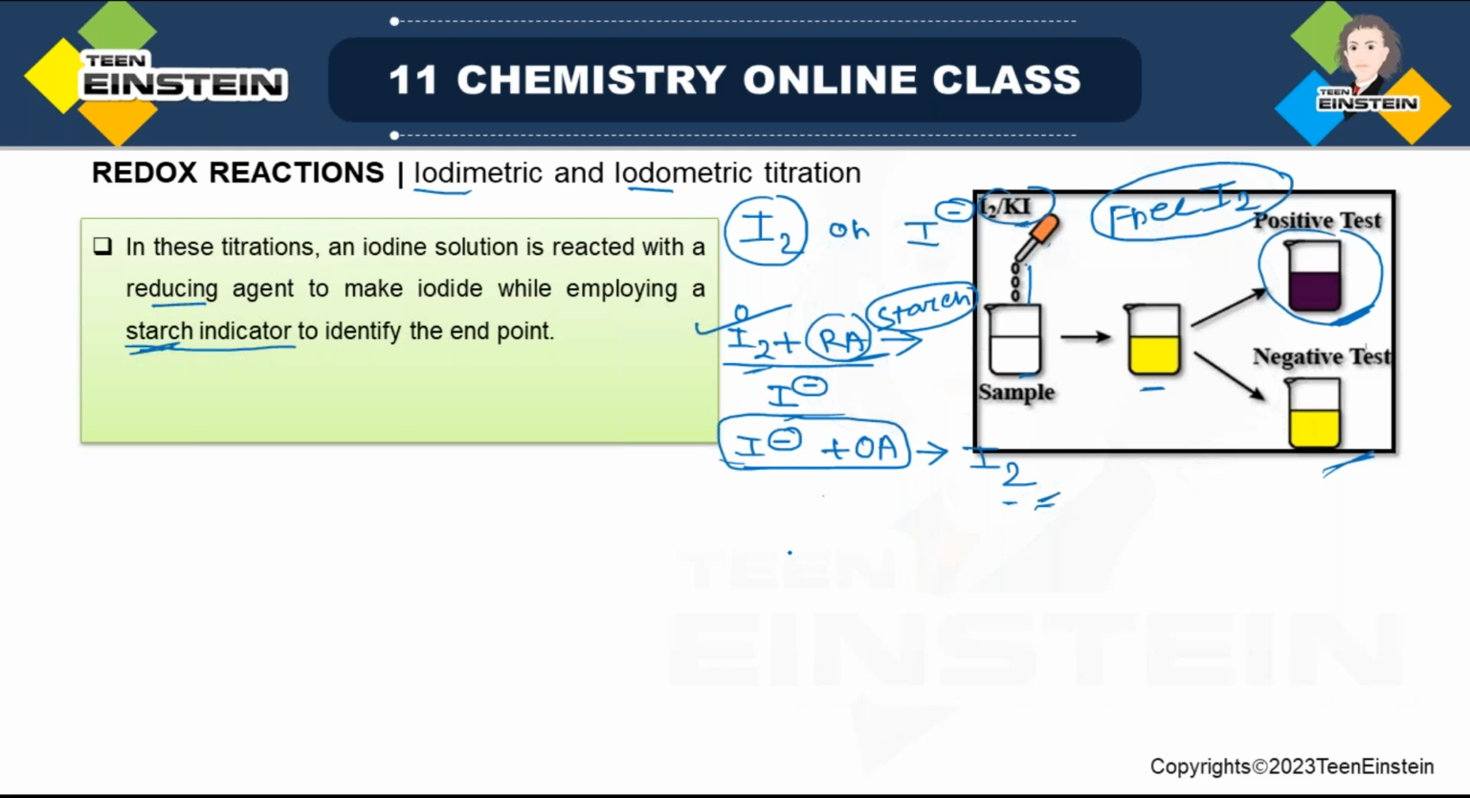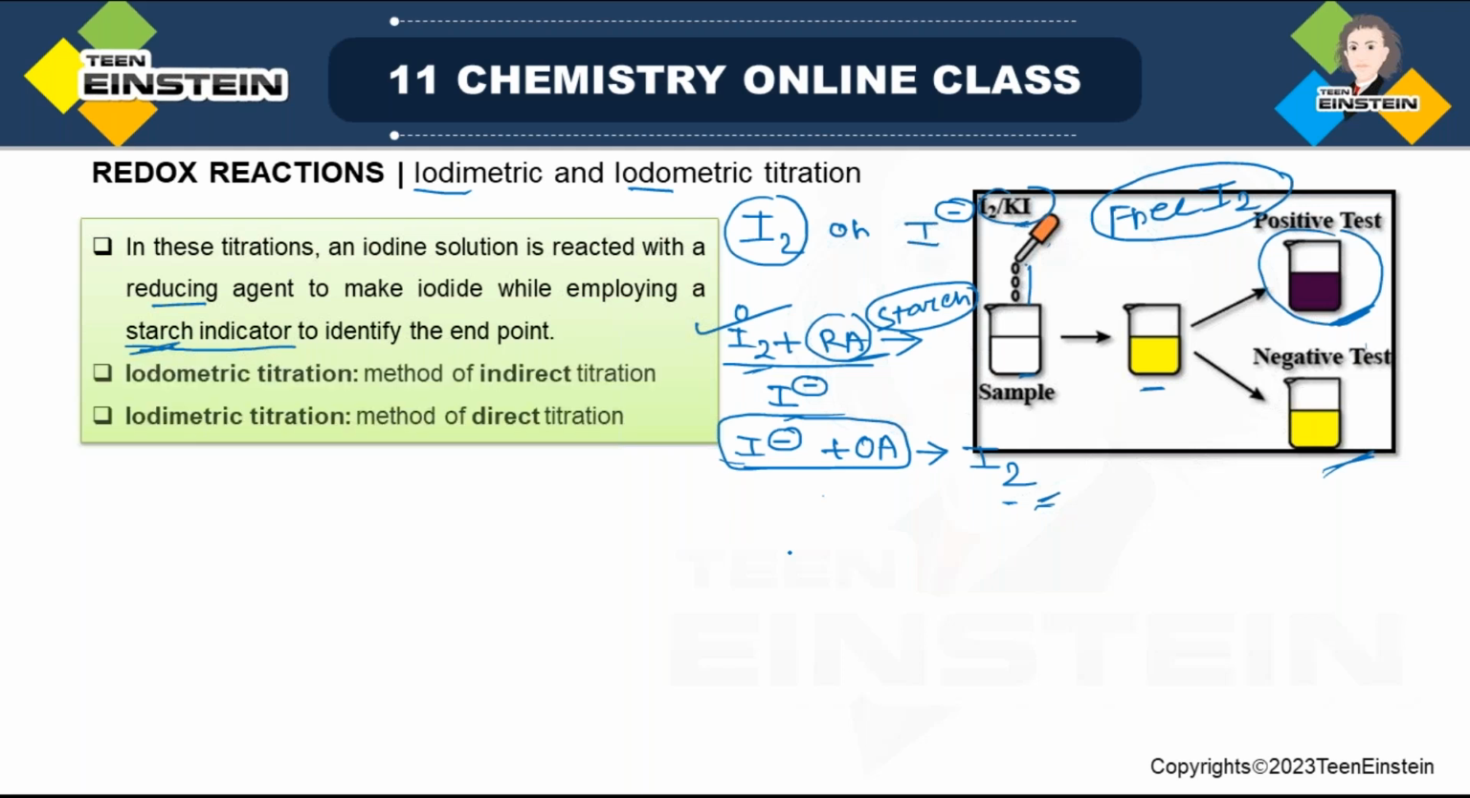Now what is the difference between iodometric and iodimetric? So iodometric is basically indirect, but when it is iodimetric, it is a direct method. But remember, mostly the application of the indirect method is comparatively higher than the direct method. But we will see both of them. Direct titration, that is iodimetric, is comparatively simpler.